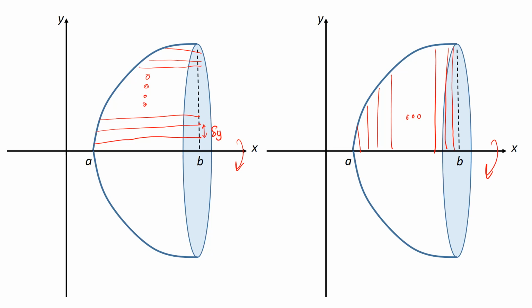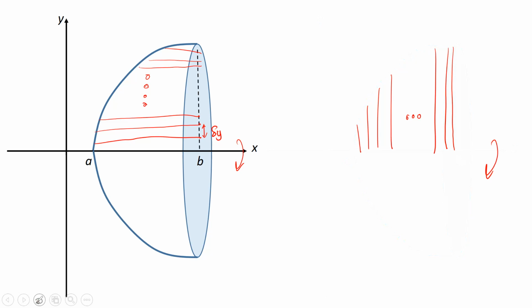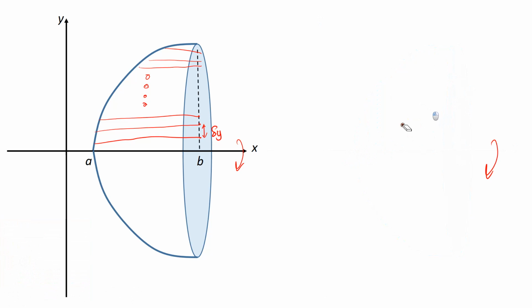Now, why is it small change in y? Because we're looking at the vertical distance, so it is denoted by small change in y. Now, let me show you how we go about finding the formula for the shell method. Let me erase these drawings.